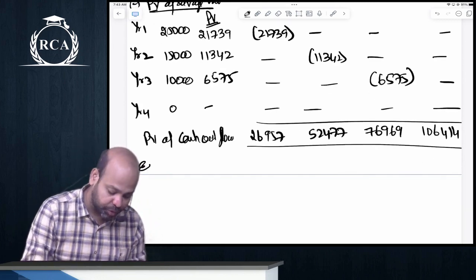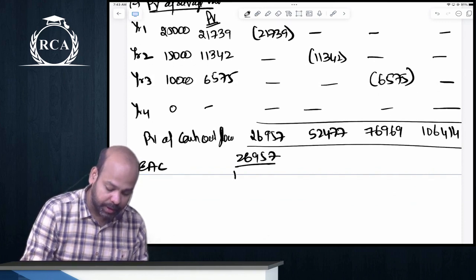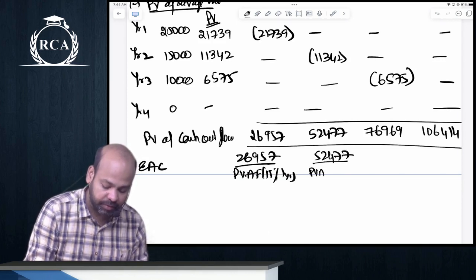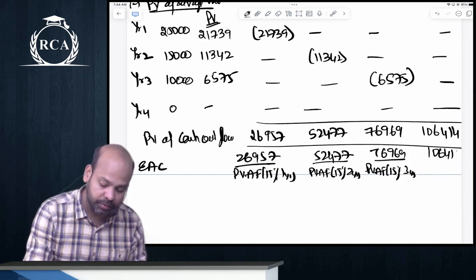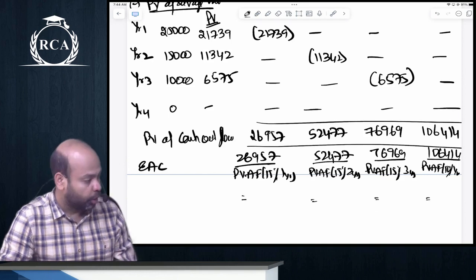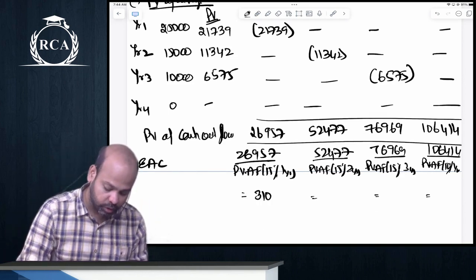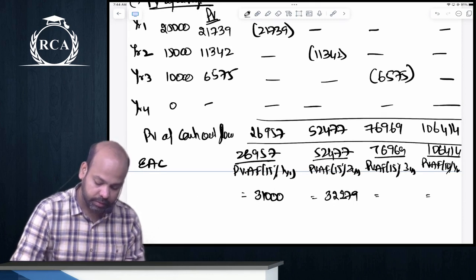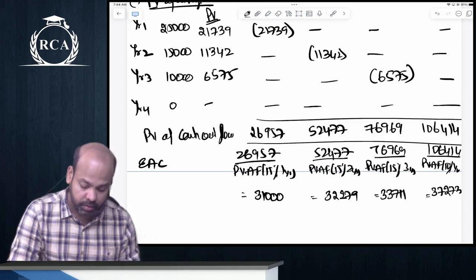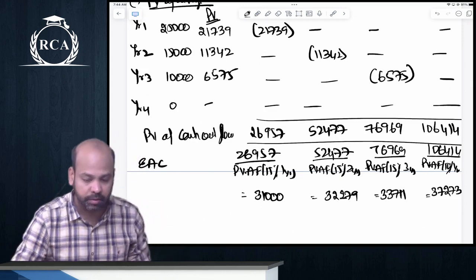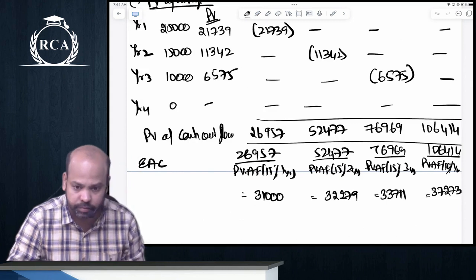Equated annual cost. ये पूरे options का. So first case में beta you will divide by PVAF at 15% for 1 year. Second case beta you will have to divide by PVAF at 15% for 2 years. Next 76,969 by PVAF at 15% for 3 years. 1,06,414 by PVAF at 10% beta for 4 years. कितना हो गया बेटा ये? Option 1 guys, 31,000. Option 2, 32,279. 7 711, 27, 37,273. क्या हुआ? Correct here.